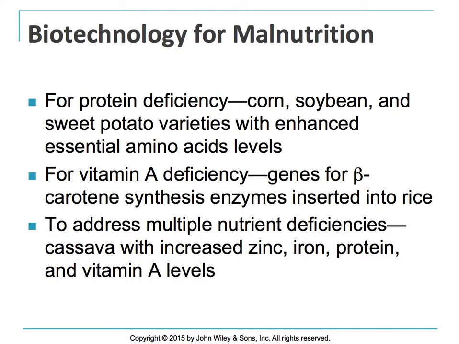Biotechnology, genetically modifying foods, can be very, very helpful for malnutrition. For protein deficiencies, some corn, soybeans, and sweet potato varieties have been modified to have enhanced essential amino acid levels. For vitamin A deficiency, this is a huge one. Genes for beta carotene synthesis enzymes were inserted into rice. So this was a technique that was used in a lot of Eastern nations, a lot of Asian nations that consume a lot of rice.